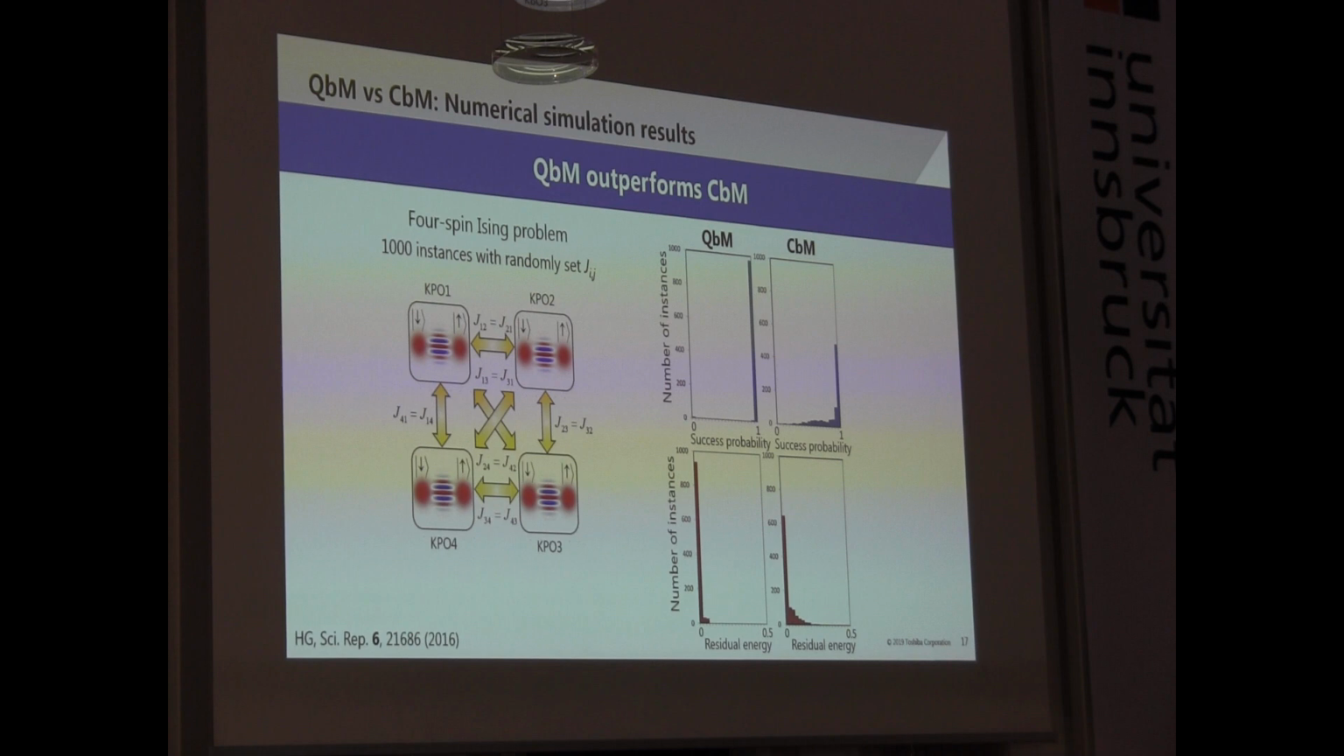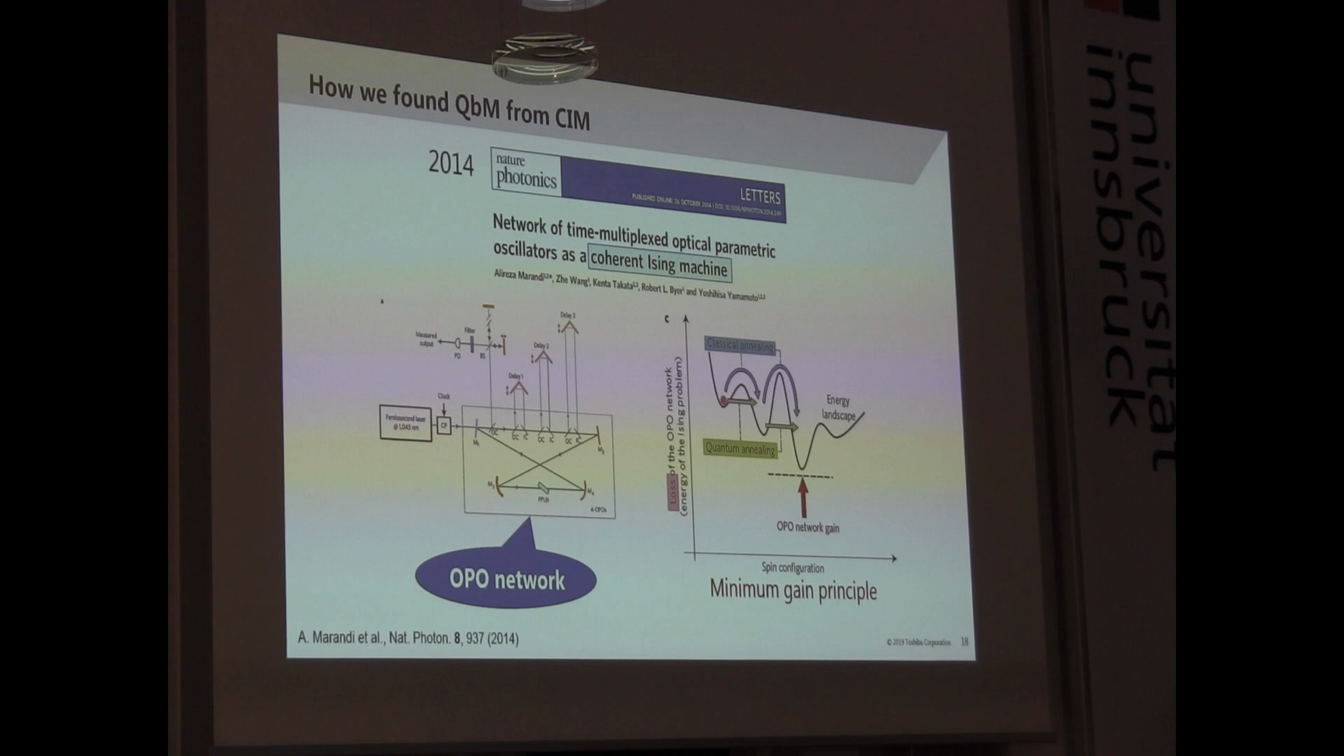Okay, now let me briefly explain how I found this interesting model. In 2014, I was interested in the so-called coherent Ising machine. This is a kind of Ising machine using optical parametric oscillators. And in this paper, the authors introduced an interesting idea called minimum gain principle.